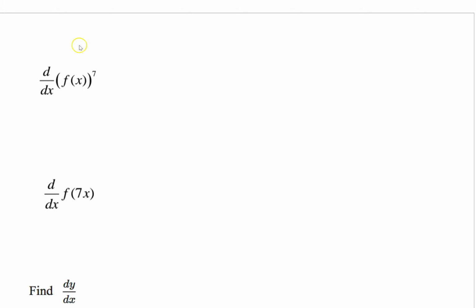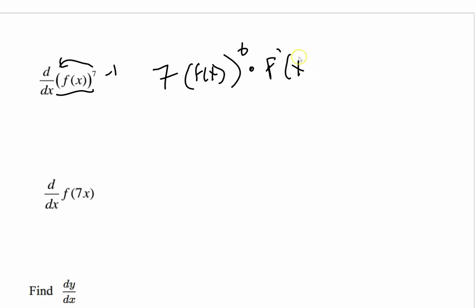This next one, notice the chain rule. Take the derivative of the outside, so 7, bring it down, subtract 1 off. Leave the inside alone. Times by derivative of the inside. Again, they tried to draw the f of x to mess with you. I just think they're easier. They're like, are you kidding me? You trying to mess with me?